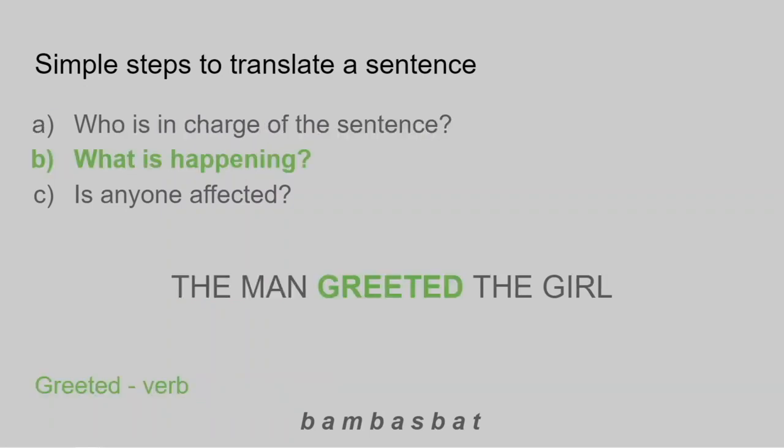What's happening? Well, for this, we need a verb, or the doing word. The verb here is greeted. We now know this is in the past tense, so the event has already happened, and the more information you can get about the verb, the better.